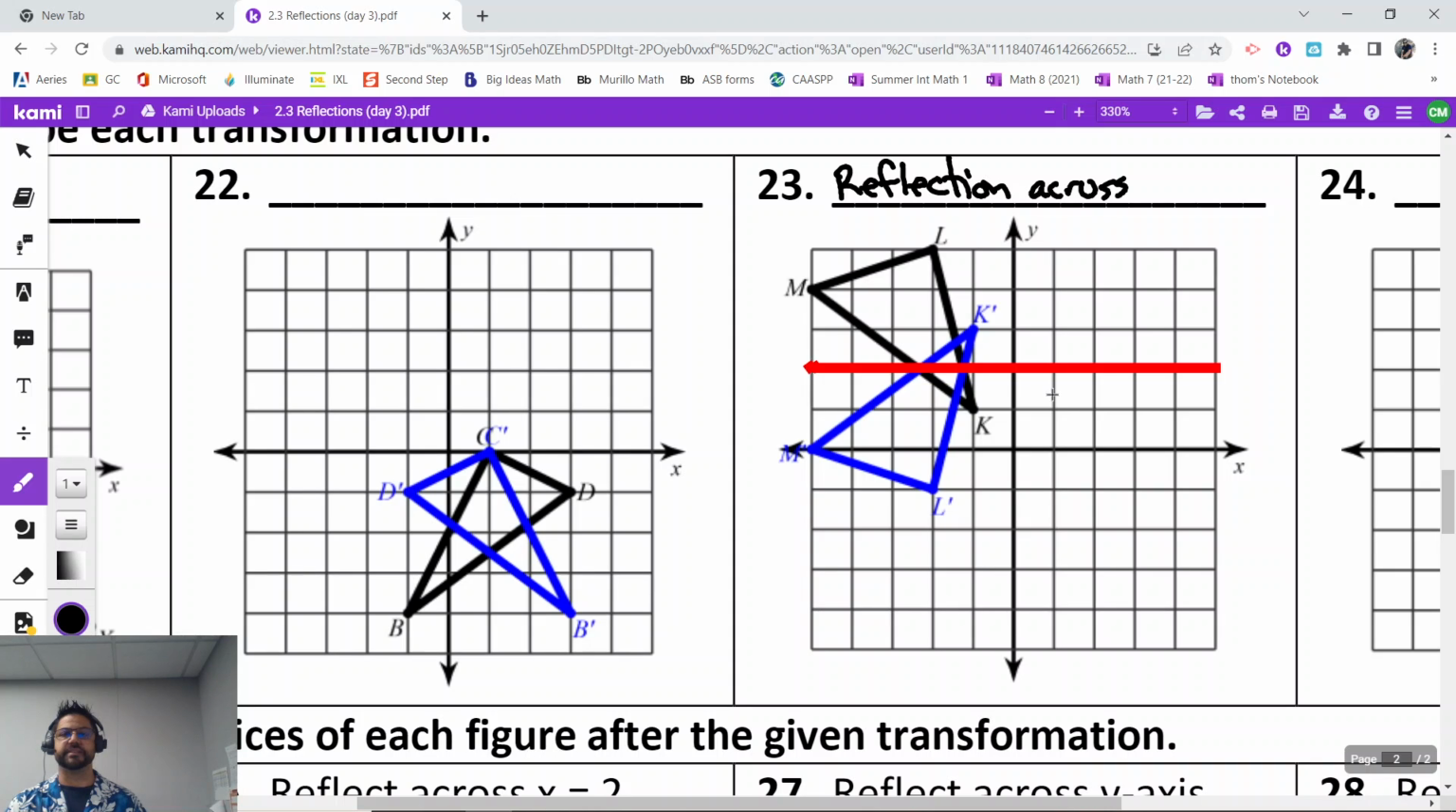Now, this is not the x-axis. This is not the y-axis. From the origin, I would have to count up 1, 2. So that would be an equals 2. But the question is, is it x equals 2 or is it y equals 2? And if you notice, this is the y-axis, right? So I count up 1, 2, which is the y-axis. So y equals 2 is my rule.